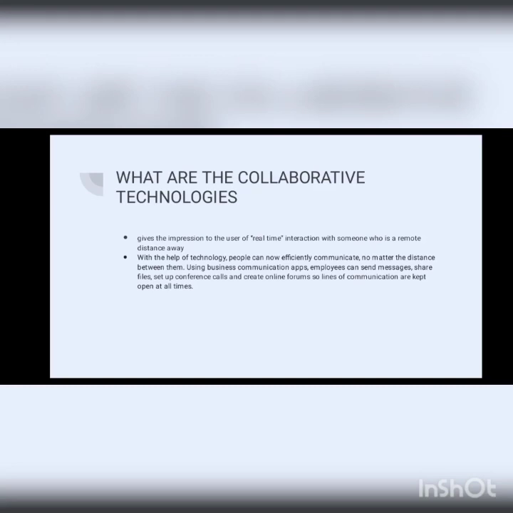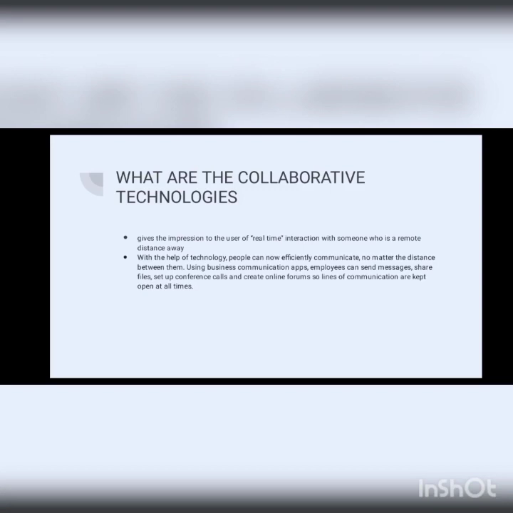I'm going to talk about designing collaborative technologies to support awareness. What are collaborative technologies? They give the impression to the user of real-time interaction with someone who is a remote distance away. With the help of technology, people can efficiently communicate no matter the distance between them. Using business communication apps, employees can send messages, share files, set up conference calls, and create online forums so lines of communication are kept open at all times.